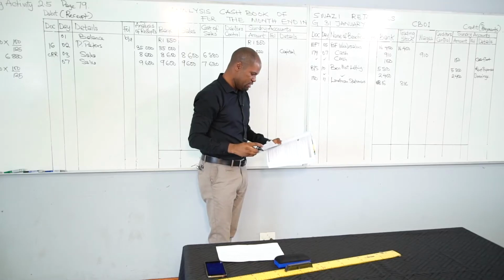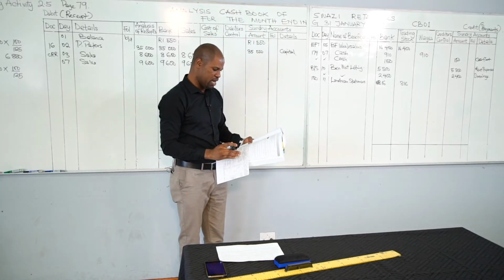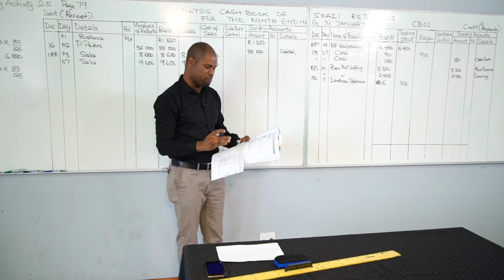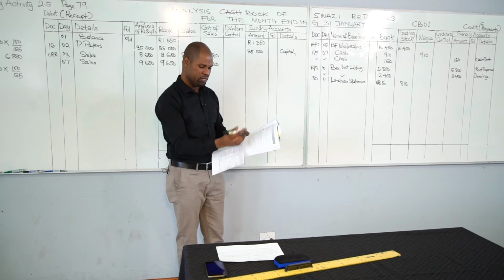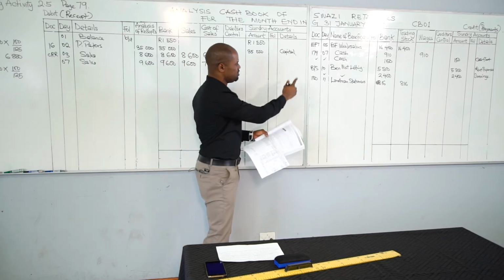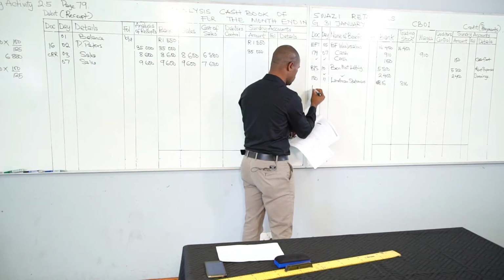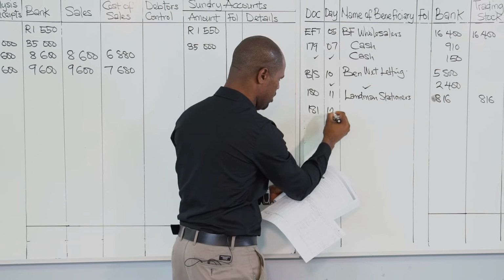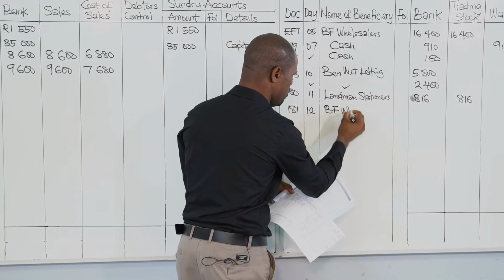On the 12th, some following transactions took place, which are, he received a delivery from BF Wholesalers and paid by check. The check is 181 for the following items. We have the merchandise, we have packaging, and we have stationery. So I'm going to put everything together because these are payments. The check is 181 on the 12th. The beneficiary is BF Wholesaler.